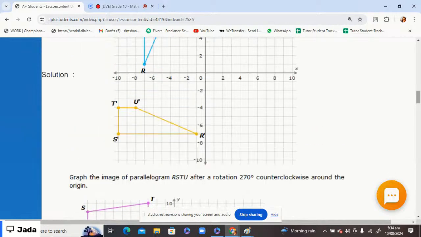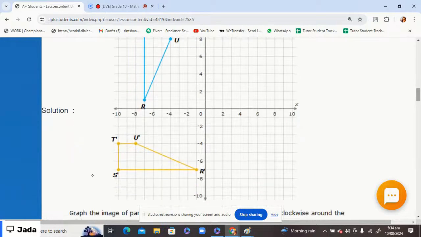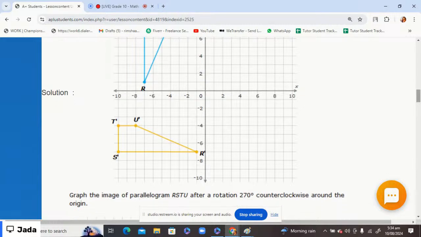Now for the last, for the S. What is S? Your S is -7 and 10. So what is here? It's -10 and -7. Got it? Shift the position of x and y.